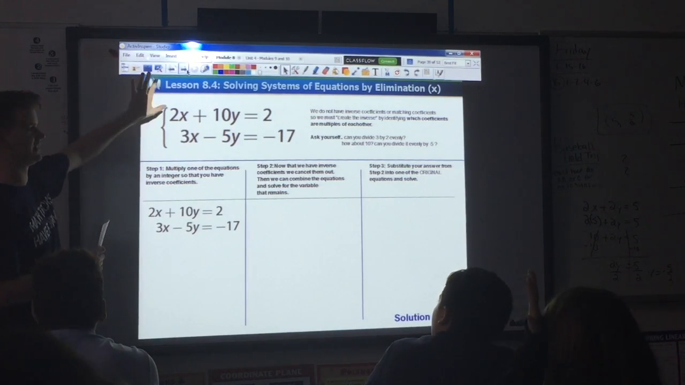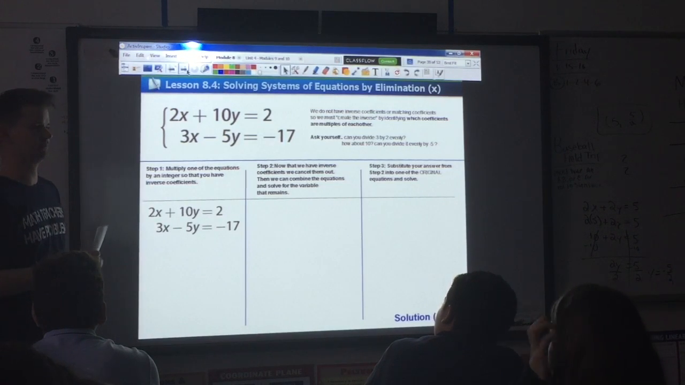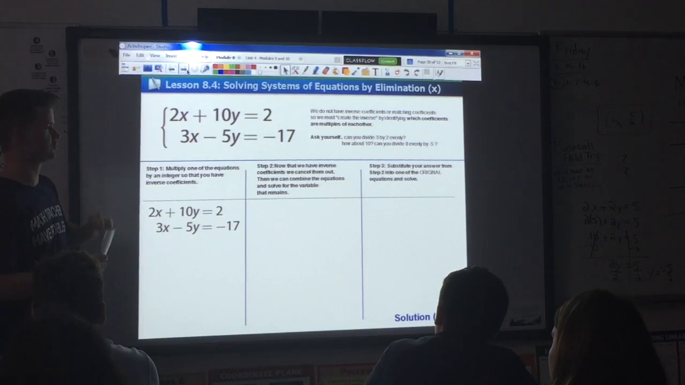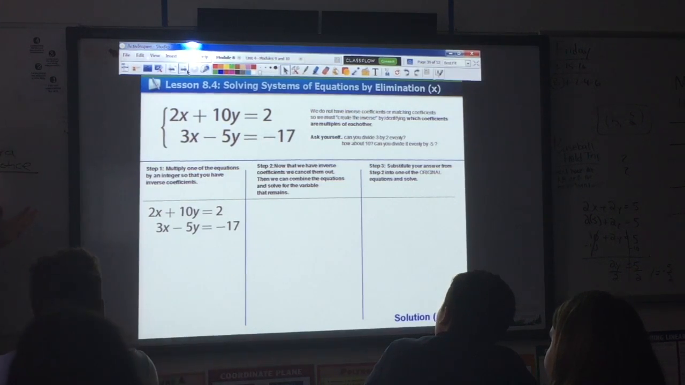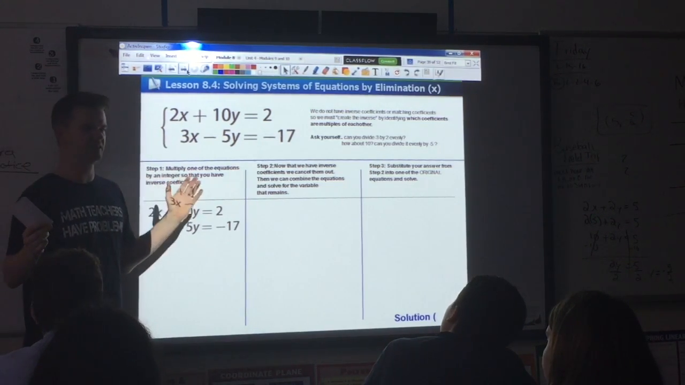So I look at the x's first. Which one of these x's is smaller? 2. So ask yourself this question: does 2 go into 3 evenly with no remainder? Yes or no? No. So I'm still trying to find the easiest way to solve the problem.